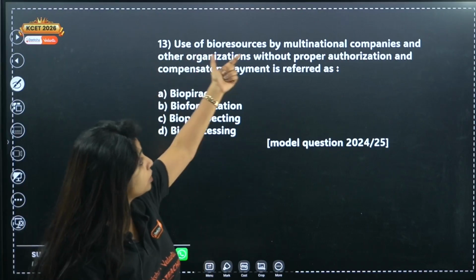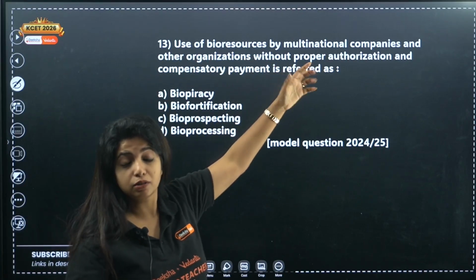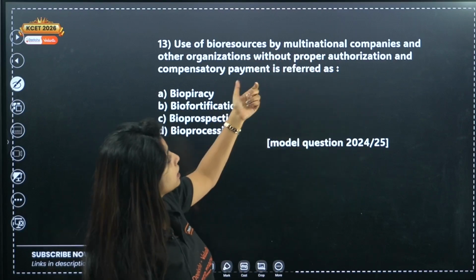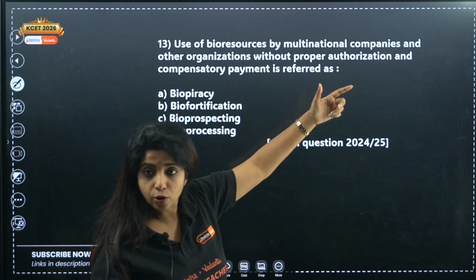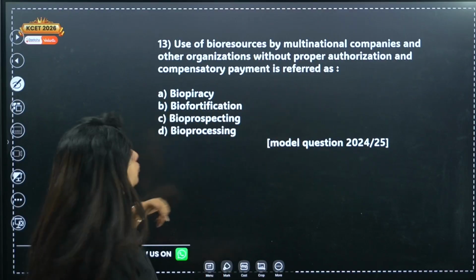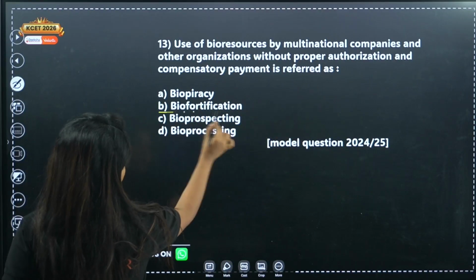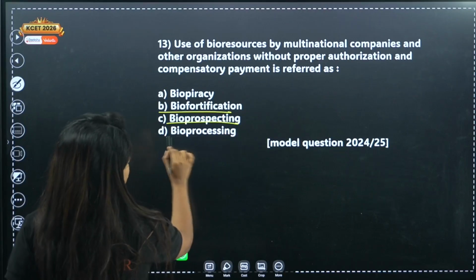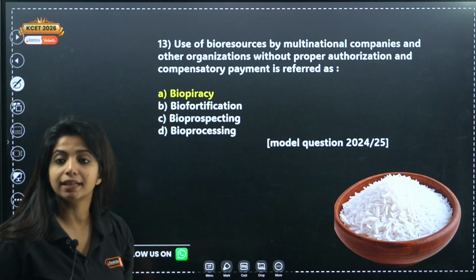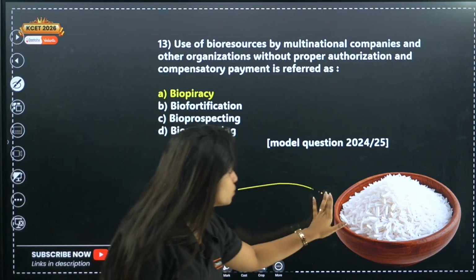So use of bioresources. I am using bioresources. So not me, multinational companies are using bioresources, and basically they are not taking proper authorization and also not giving compensatory payment. This will be referred to as what? Biopiracy, biofortification, or bioprospecting, bioprocessing. Your answer for this question is biopiracy. So that is basmati.